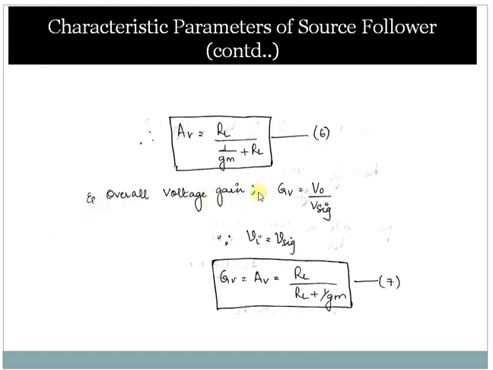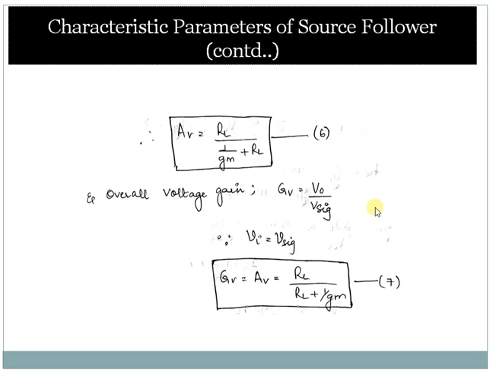And the overall voltage gain GV will be equal to the output voltage divided by the signal voltage which is applied to the amplifier. And we know that the input voltage is equal to the signal voltage. So the gain of the amplifier will be equal to the overall voltage gain. So the same equation as in equation number 6 will be obtained for equation number 7.